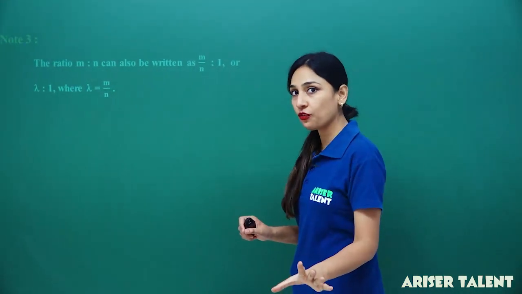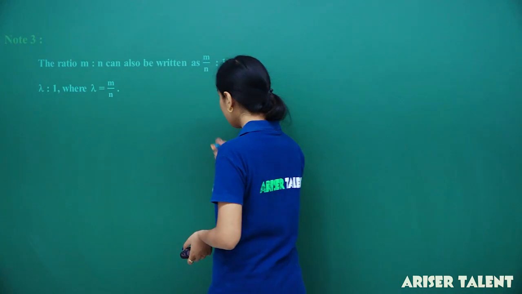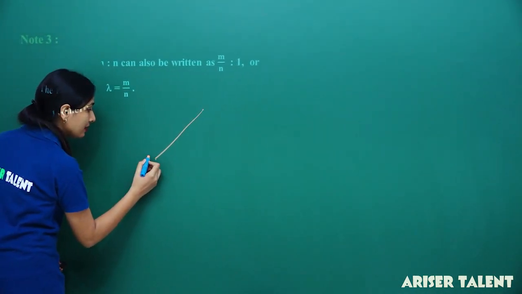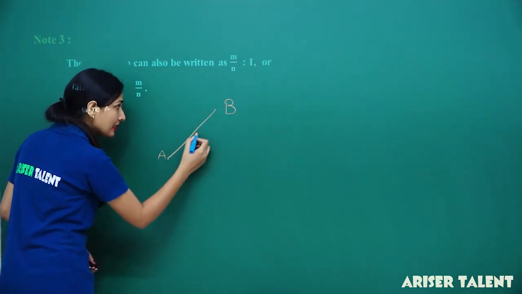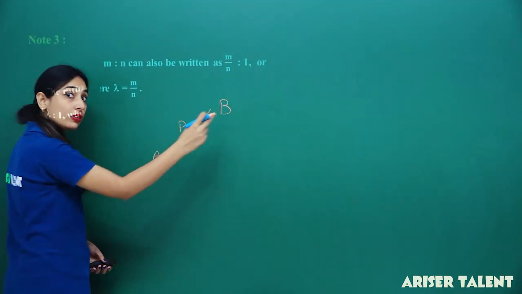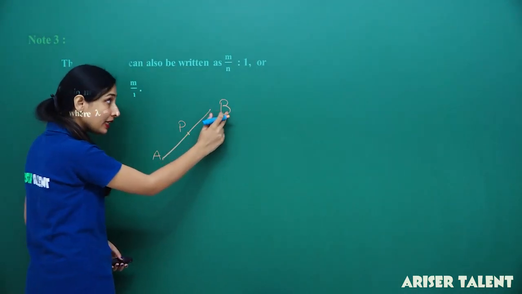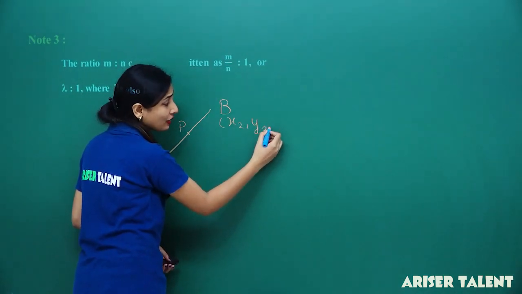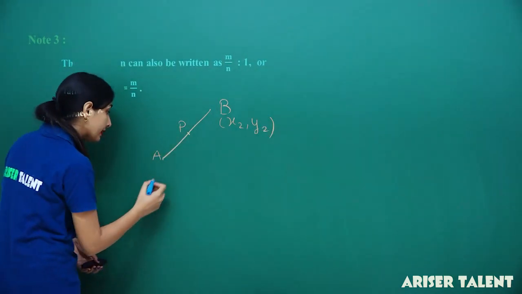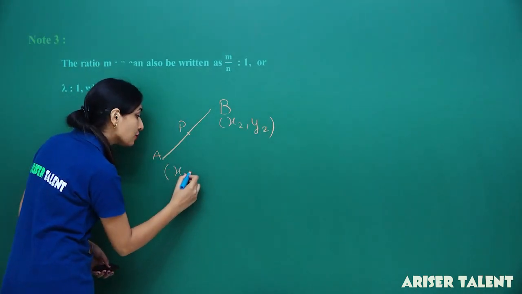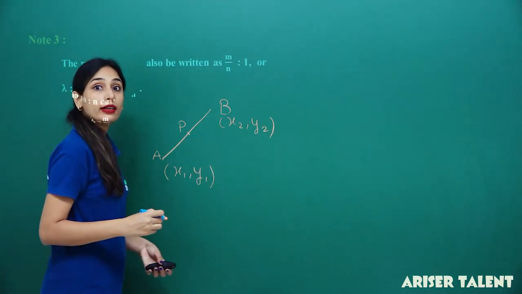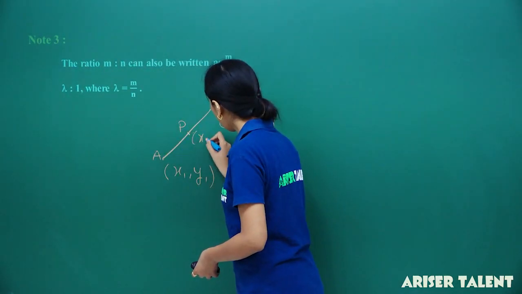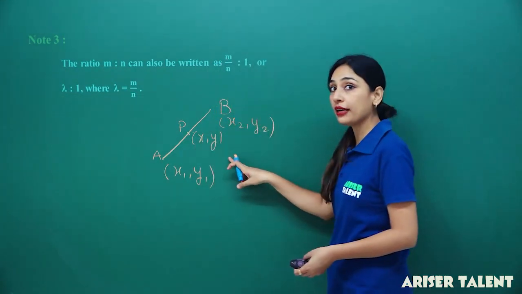We have discussed the section formula. That section formula was, if the line AB was internally divided by this point P. Now this point B was having coordinates x2, y2, and A is having coordinates x1, y1. Right, now this P is having coordinates x, y, abscissa and ordinate.